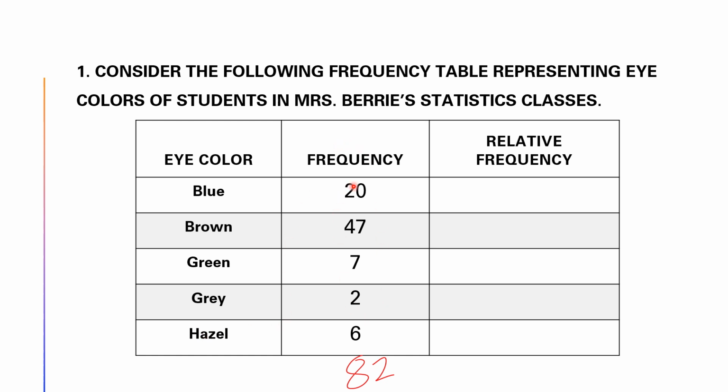In this particular sample, I had 20 people with blue eyes, 47 people with brown eyes, 7 people with green eyes, 2 people with gray eyes, and then 6 people with hazel eyes. You can see I've already added these numbers up. 20 plus 47 plus 7 plus 2 plus 6, they add to 82. So that's the total.